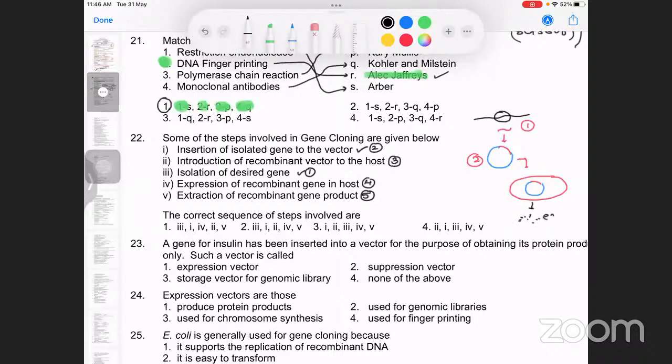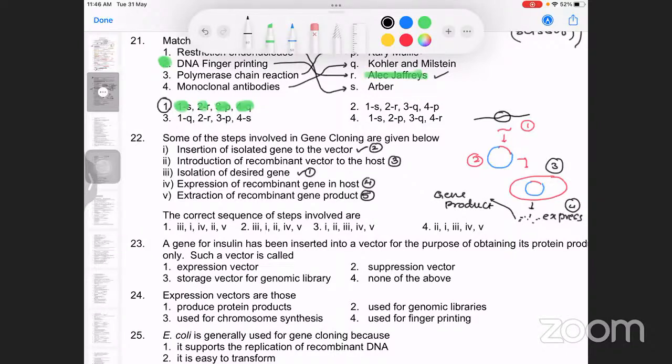Expression, so that is the fourth step. Okay, third step, fourth step, expression. Then you have to isolate and purify the gene product. These are the important steps associated with your gene cloning and its product.